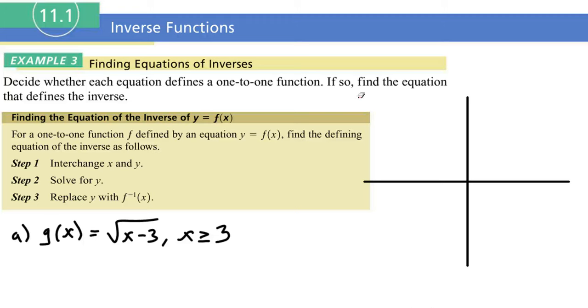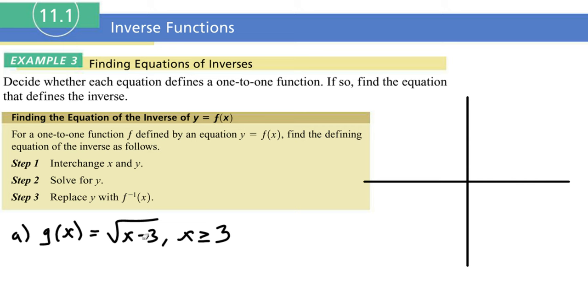All right, so in this example right here, we're going to decide whether each of the equations below defines a one-to-one function, and if so, find the equation that defines the inverse. All right, so let's look at g of x here, and we have the square root of x minus 3. x is greater than or equal to 3 right here, right? So these are our restrictions, starting at 3 and so forth.